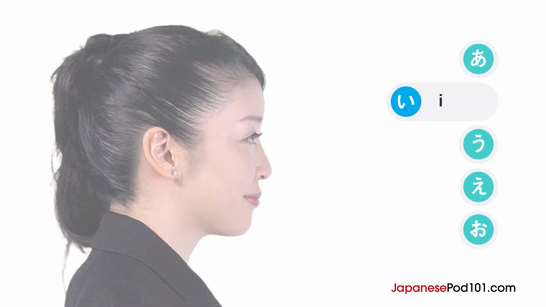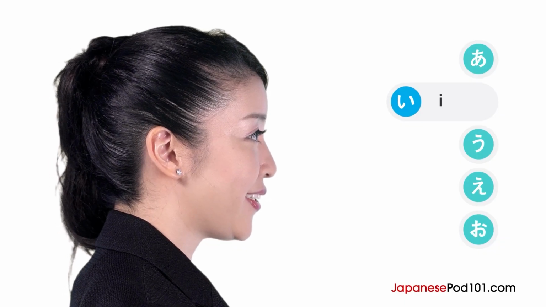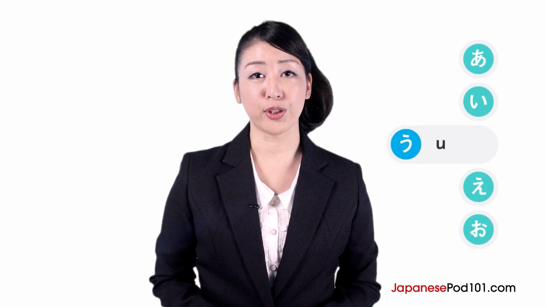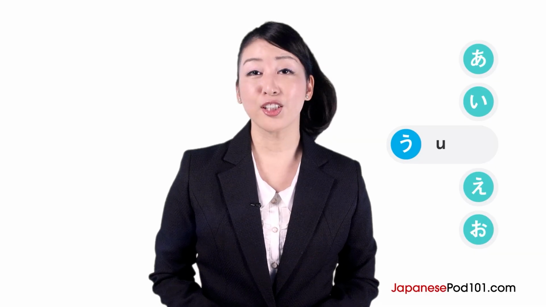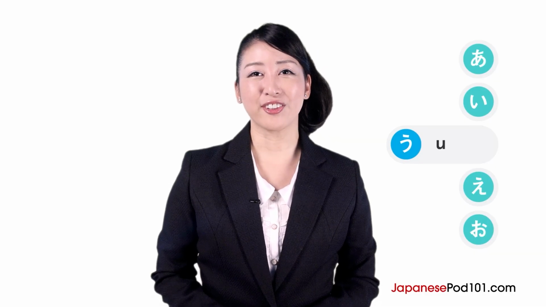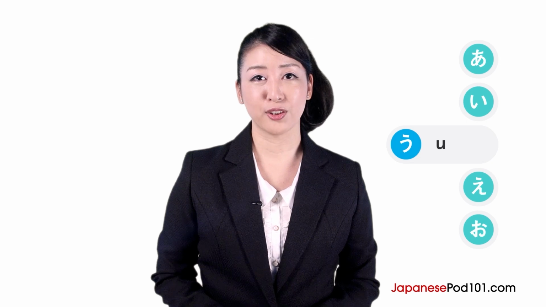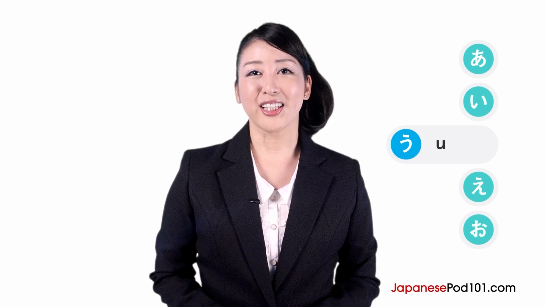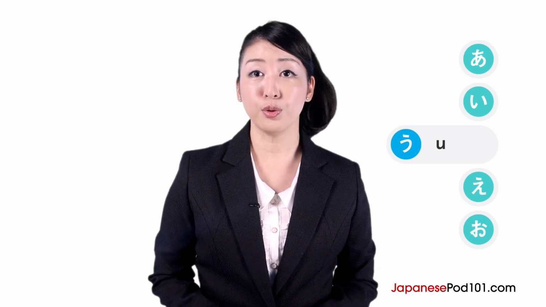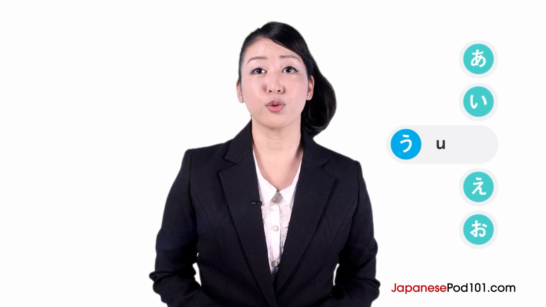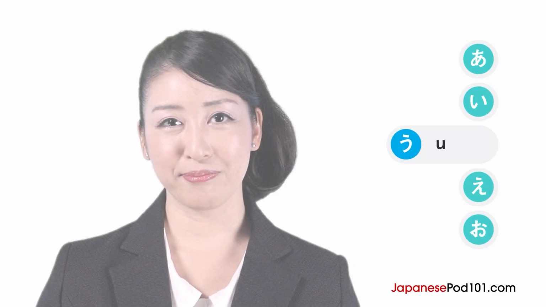The next vowel is U. Purse the lips as if you're going to whistle or say the word who. Like this. U. Try it. Release a short U sound. U. The lips are more relaxed with the Japanese U sound than the English oo. Compare Japanese U with English oo. Repeat after me. U.